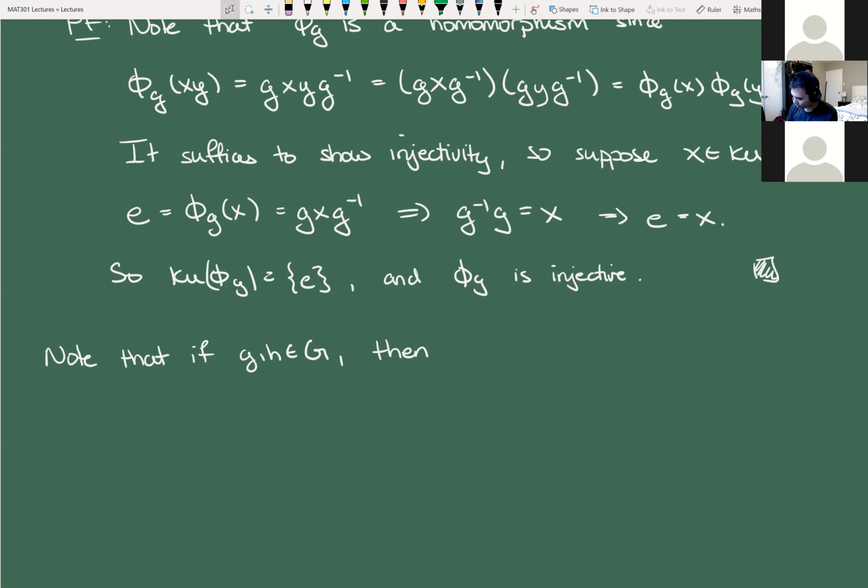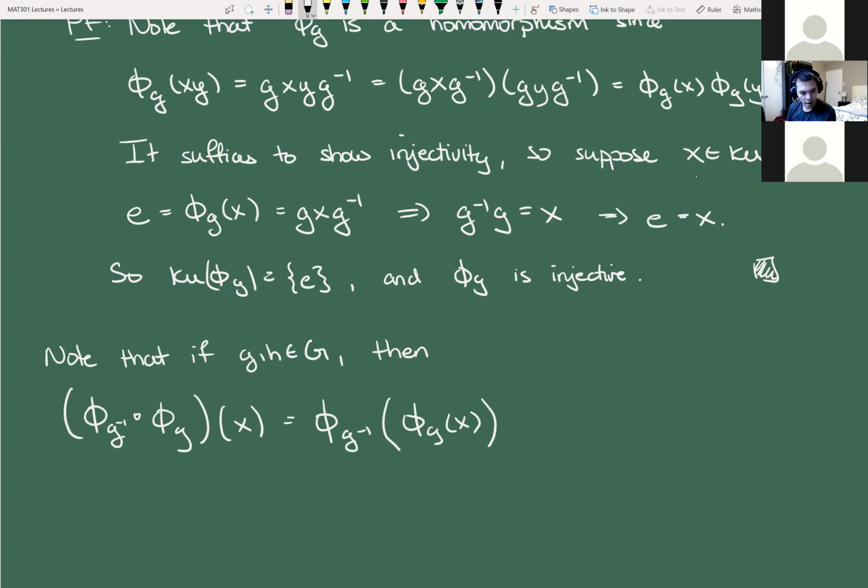Here's a cool thing. Look at what happens here. So let me do this for both of these. So G and H are elements of G, then note that the following is true. Phi of G inverse compose phi of G acting on X. So what is that? That's going to be phi of G inverse acting on phi of G of X, right? And now let's just expand this out. So I'm going to get phi G inverse of G X G inverse.